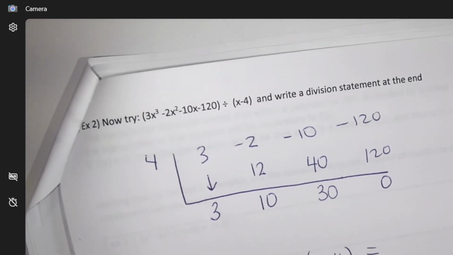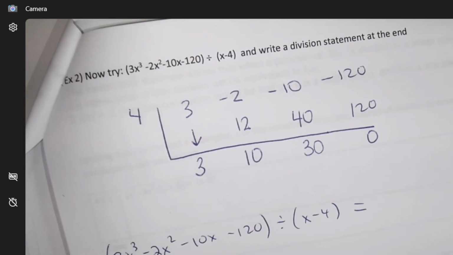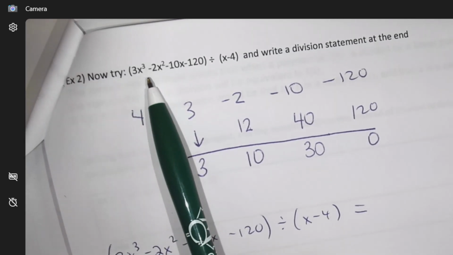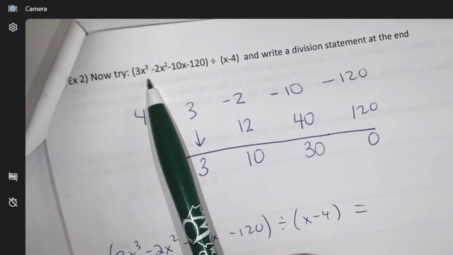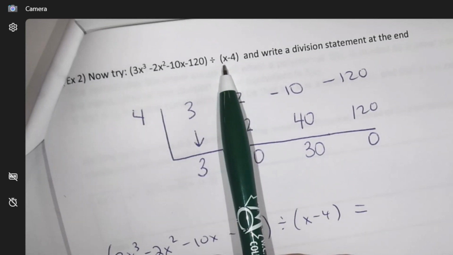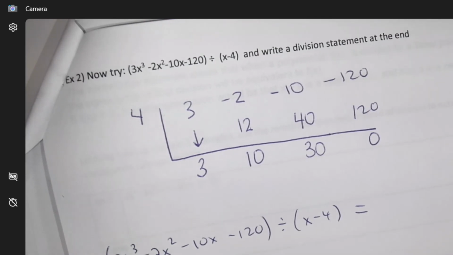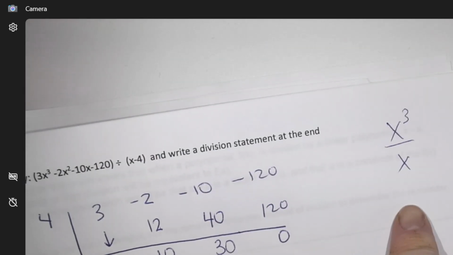Okay, so it says write a division statement. So this polynomial divided by this polynomial equals. Okay, so look at the top here. We had a cubic divided by an x. So what is any kind of cubic divided by an x going to result in?